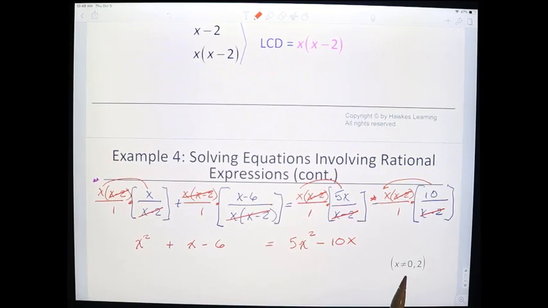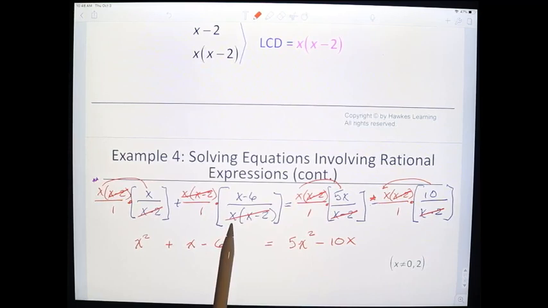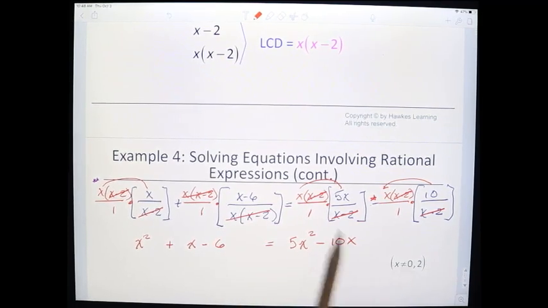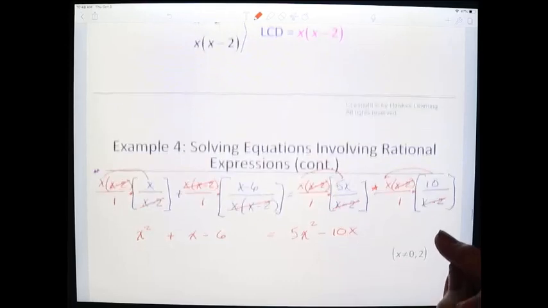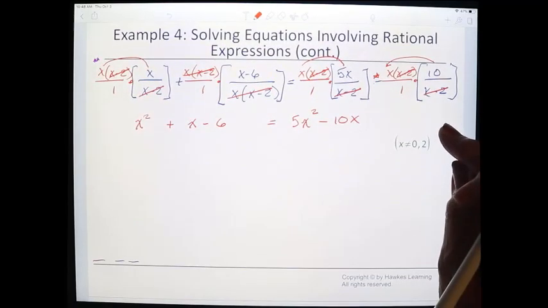I'm also noticing restrictions on these denominators. X cannot be 0 here, and x cannot be 2 in either of these other places. So we'll watch out and hope that we don't get a 0 or 2, because if we do, we have to toss it out. Okay, so let me scroll up so you can see a little bit better.